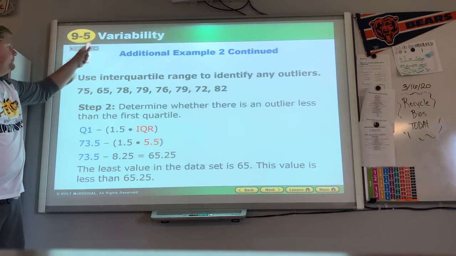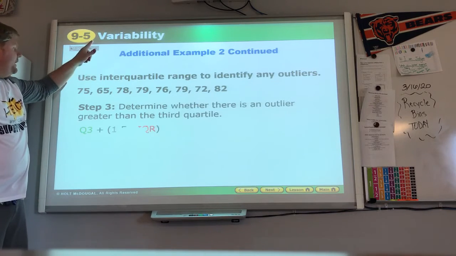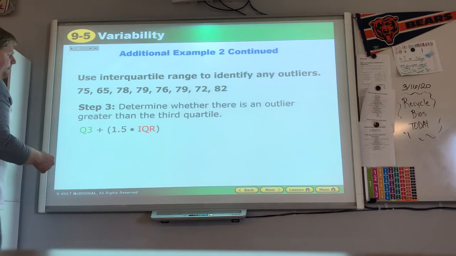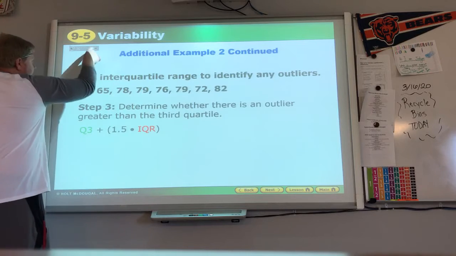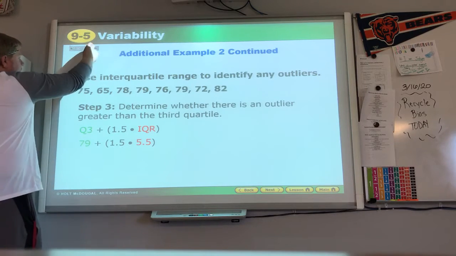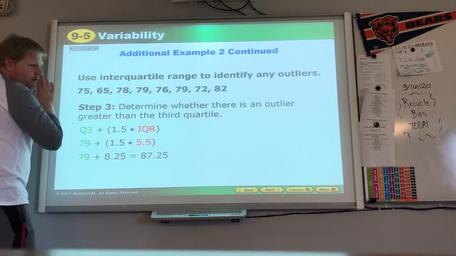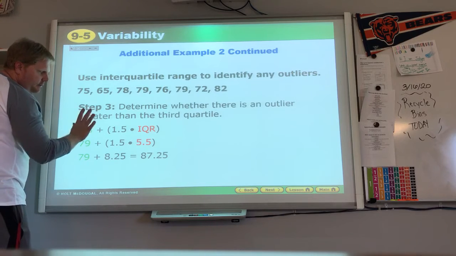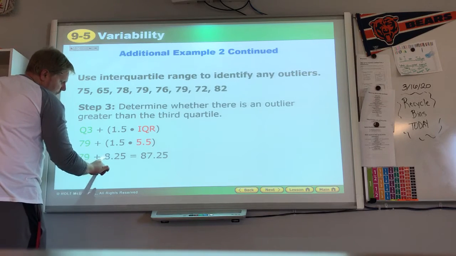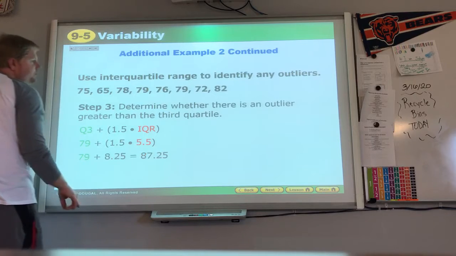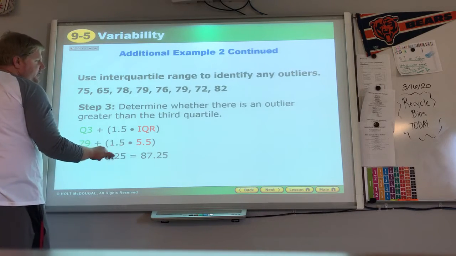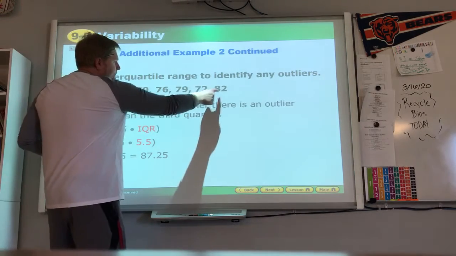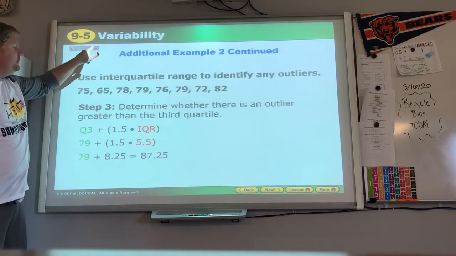Now we're going to do it for the upper one. For the outlier, 1.5. So we add it because with the upper one you're adding, you're getting bigger. 1.5 times interquartile range. Okay, that was 5.5. So we're adding 8.25. Notice the number's the same. For one you subtract, for one you add. Lower one you subtract, higher one you add. So 79 plus this number, 87.25. If there's anything bigger than that, there's an outlier there. We look, 82 is our biggest number. There's no outlier on the top side.